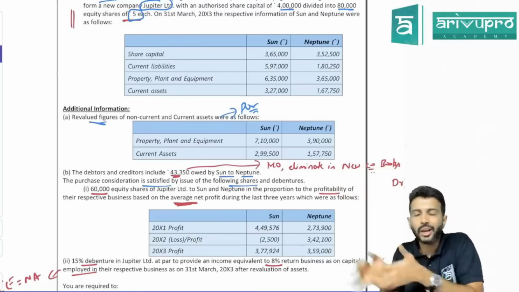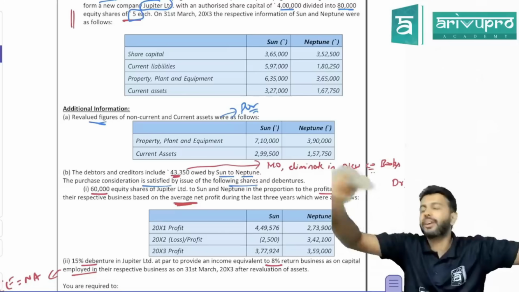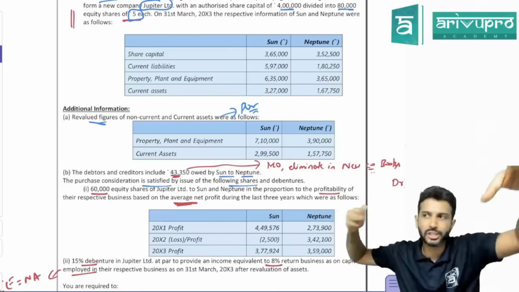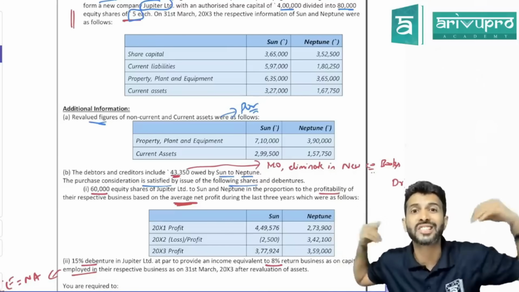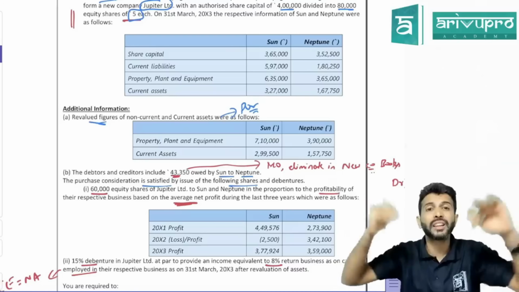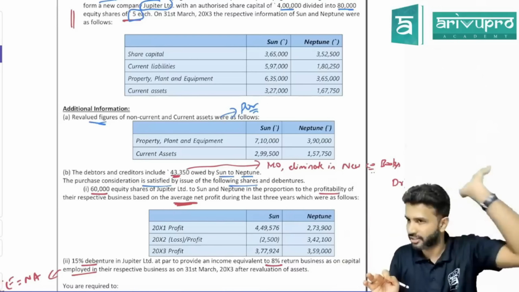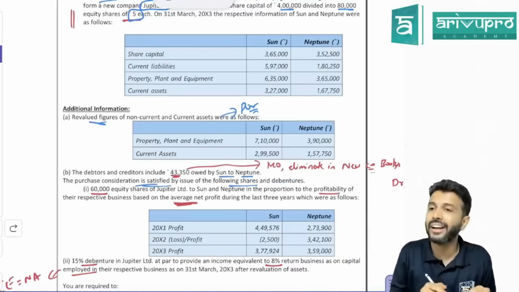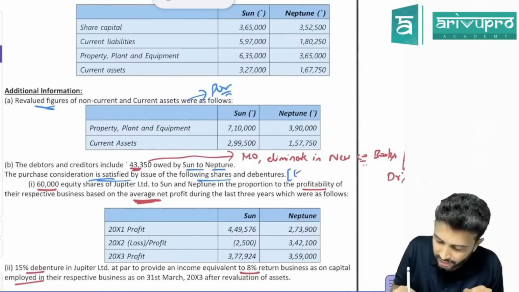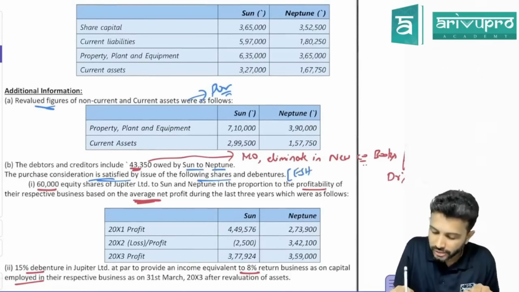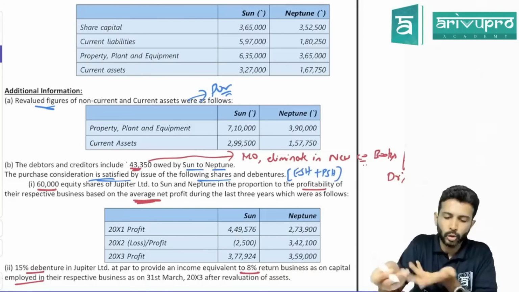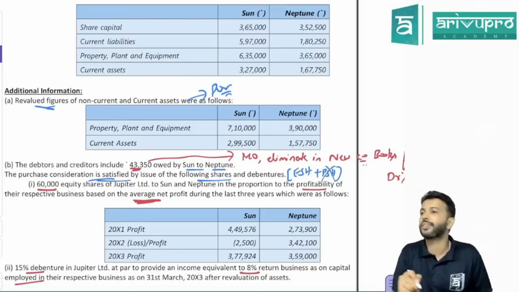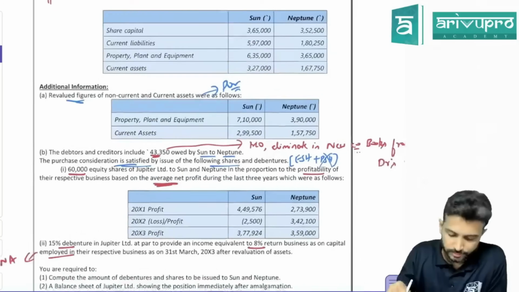To the equity shareholders and preference shareholders, whatever you give, cash, debentures, equity shares, preference shares, doesn't matter. Whatever you give, everything will be considered as PC itself. So here clearly they told PC is satisfied both by issuing shares and debentures. The shares and debentures are given to equity shareholders and preference shareholders. No information about preference shareholders, so I'm thinking it's given only to equity shareholders.